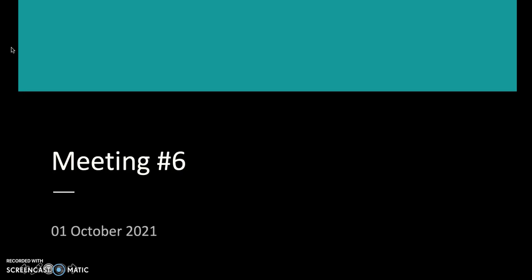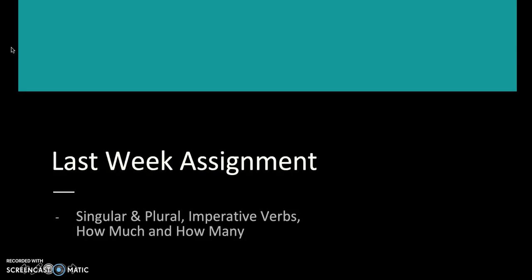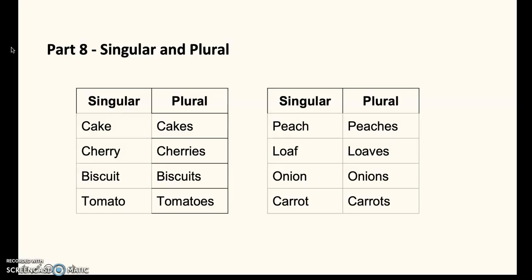Okay, we start. Firstly, we will discuss last week's assignment, about singular and plural, imperative verbs, and using how much and how many in some situations and contexts. As you can see now, it's the answer for part 8 about singular and plural. You can see the singular form cake becomes cakes, cherry, cherries, biscuit, biscuits, tomato, tomatoes, peach, peaches, loaf, loaves, onion, onions, carrot becomes carrots.